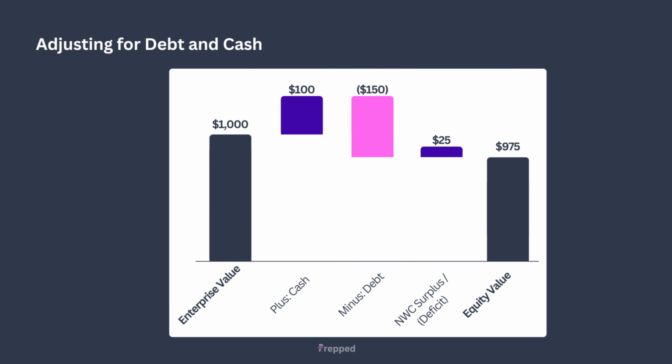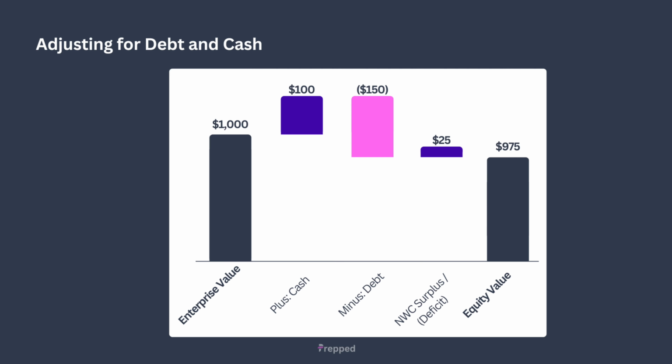Having a look at this one here, we have the enterprise value plus cash minus debt, and then net working capital surplus or deficit. We've got a surplus in this one here. We've just thrown in some numbers there just to visualize it all. So enterprise value of $1,000, we add 100, we take away 150 for the debt, and then 25 there for the net working capital surplus, which gives us 975 equity value. Still doesn't really show us what the difference is or why it's important.